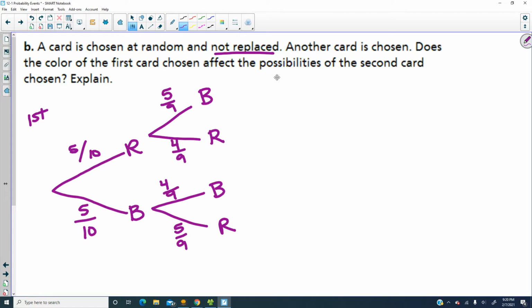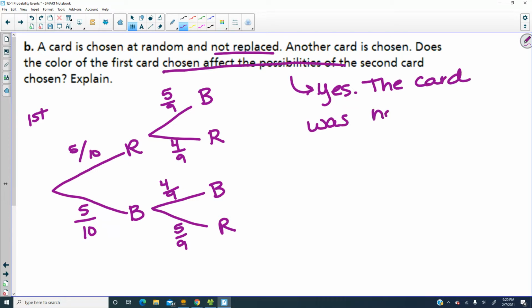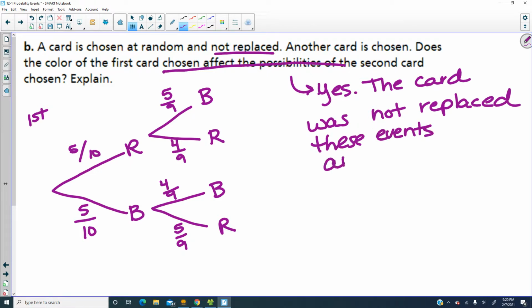So that means to say, does the color of the first card chosen affect the possibilities of the second card? Yes. The card was not replaced. These events are not independent. Probability of one does affect the probability of the next.